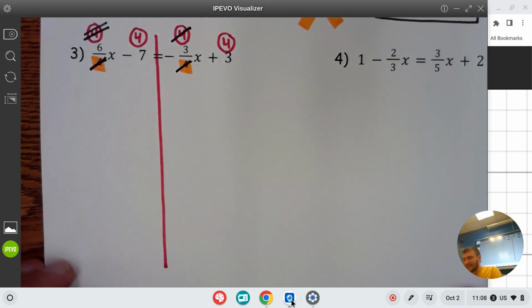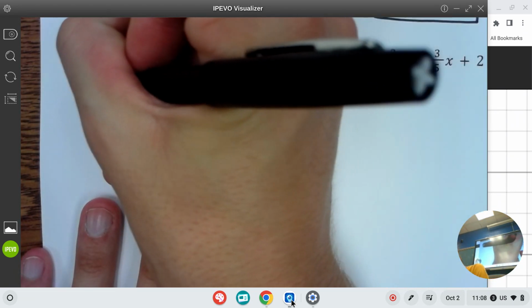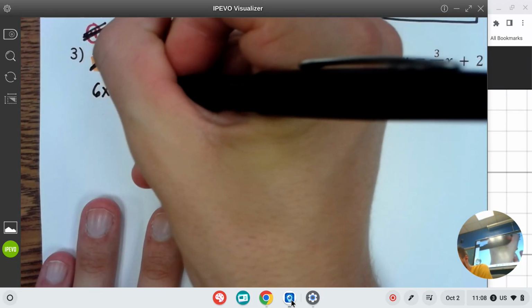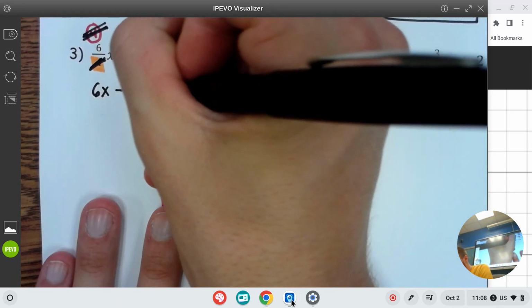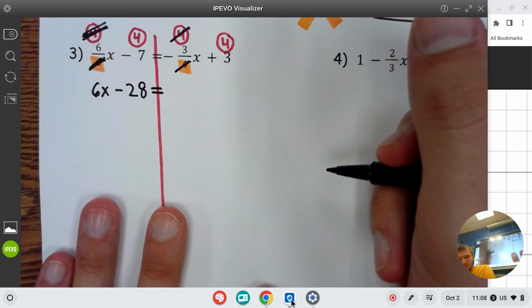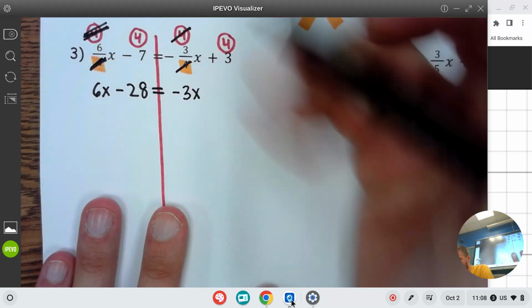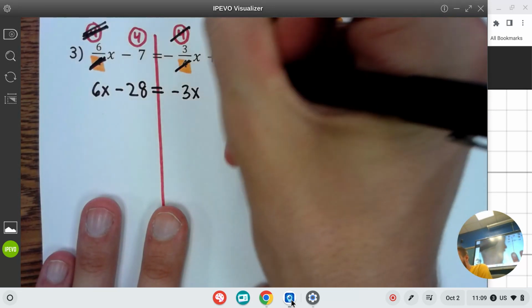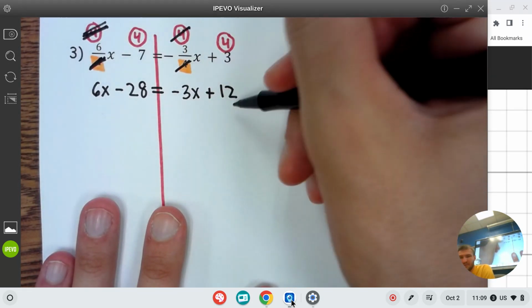So our next line is going to be, the 4's are gone, 6x negative 28 equals, nice job, negative 3x. Don't forget that there's a negative 3x. And finish with plus 12. Nice job, because 4 times 3 makes 12.